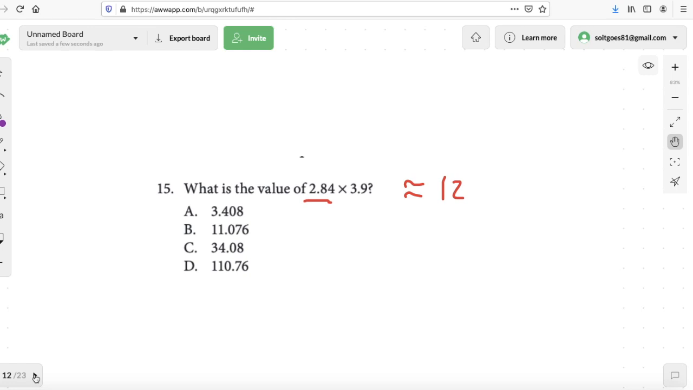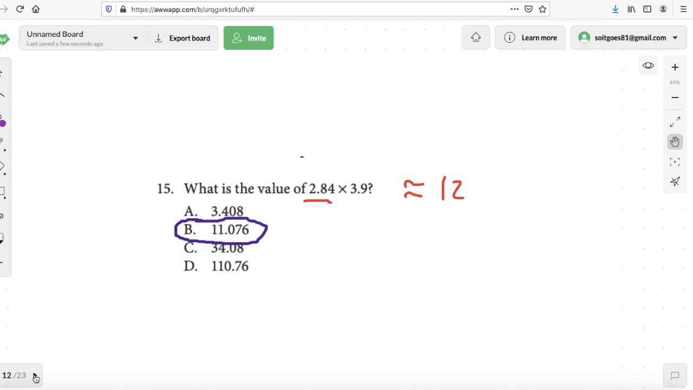Because 2.84 is a little bit less than 3, and 3.9 is a little bit less than 4. So it's going to be close to 12, but probably a little bit less than 12. Look at the answer choices. What's the answer, Juliana? Absolutely. D is ridiculous. Heck, C is ridiculous. Heck, A is ridiculous.